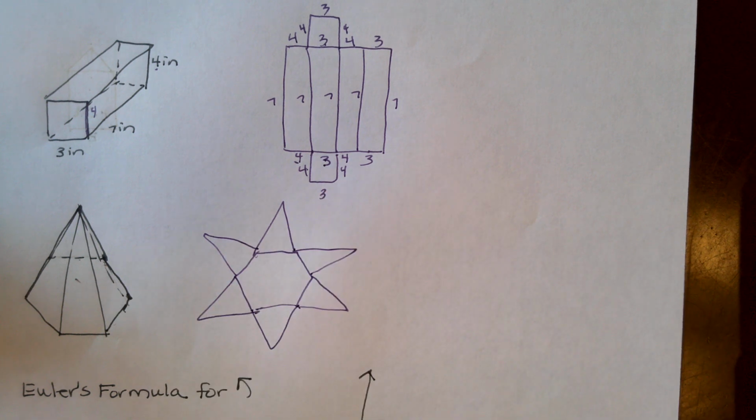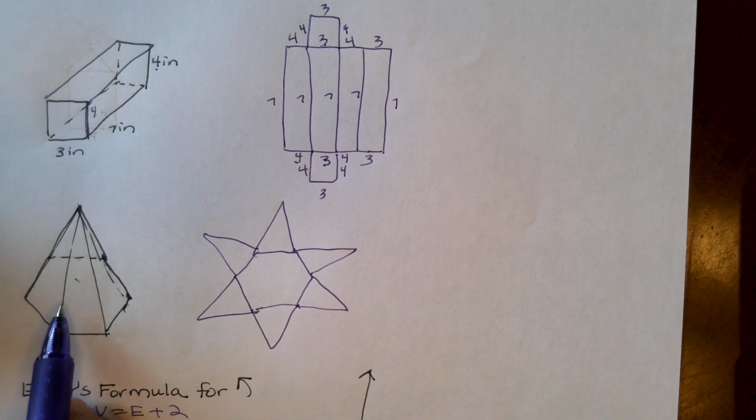Okay. So that's the pyramid. Now, the Euler's formula. The first one was F plus V equals E plus 2. The other one is F plus V equals E plus 1. So let's look at this.